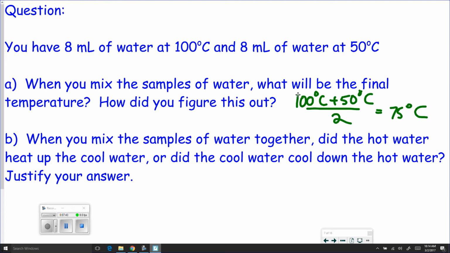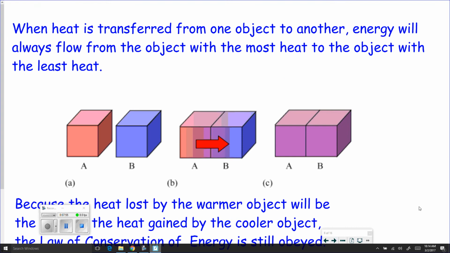For part B, did the hot water heat up the cool water, or did the cool water cool down the hot water? We're going to look at the next slide to see what happens. So when heat is transferred from one object to another, heat will always flow from the one with the most internal energy to the one with the least internal energy.